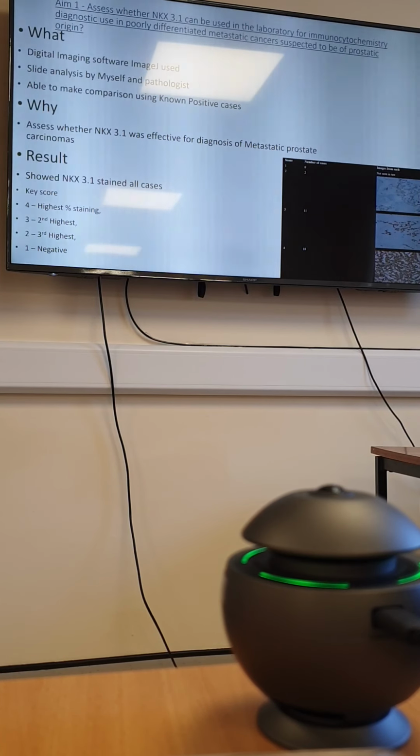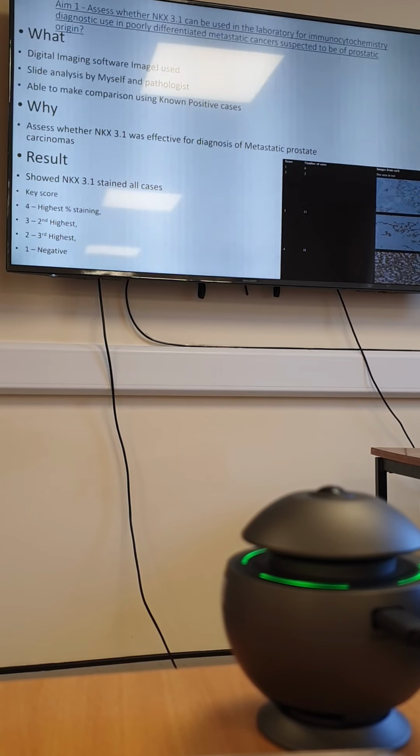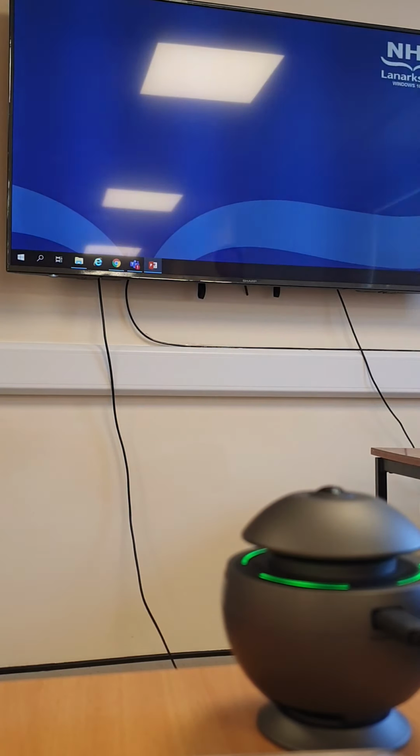So happily, the cases we tested had been pre-validated as prostate cancers, so we knew these were metastatic prostate cancers, and all of them showed staining, which we're quite happy about. Out of the 31 cases, only 2 showed the wishy-washy staining, but we were still able to diagnose them as prostate cancer, so I was very happy about that. That meant the NKX was now suitable to put into use for the department, so it benefited us.